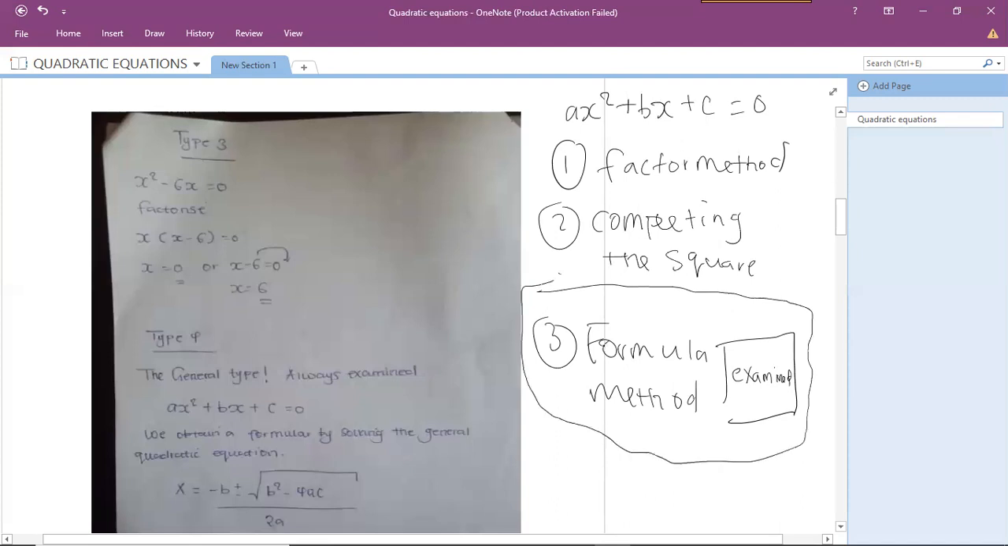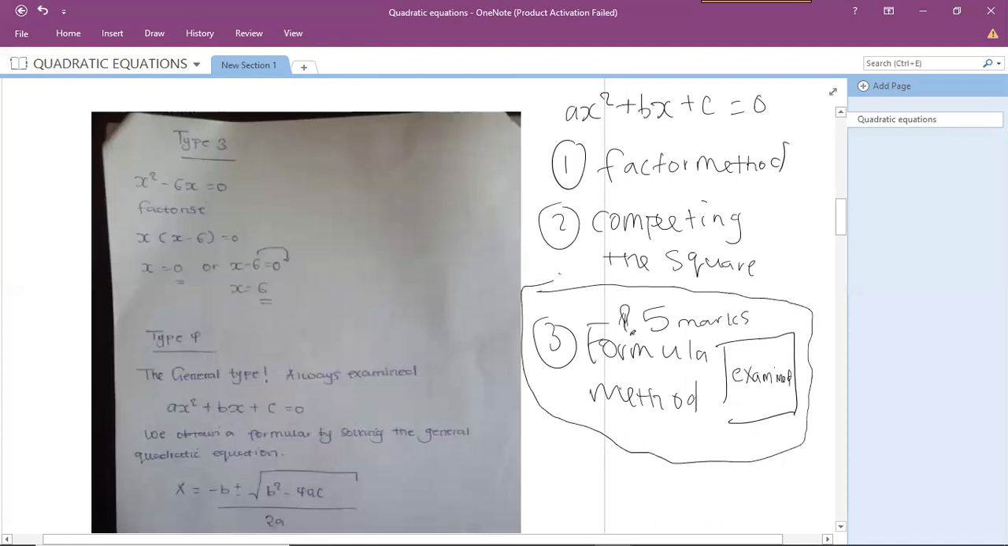And every year, a quadratic equation in paper 2 carries 5 marks. Just by using the formula, you get 5 marks. You cannot risk losing these marks. 5 marks is huge, very huge.